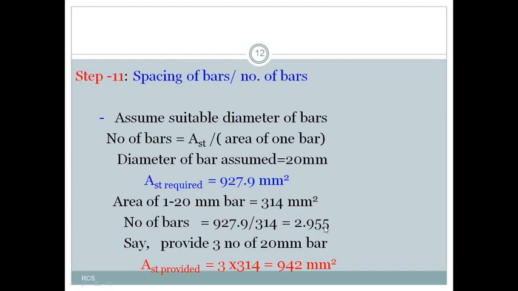So what is the higher value of this? 3 number of bars. Correspondingly, the number of bars multiplied by the single bar area gives 942 mm square. That is actually what we are providing in the beam, that's why it is called AST provided.